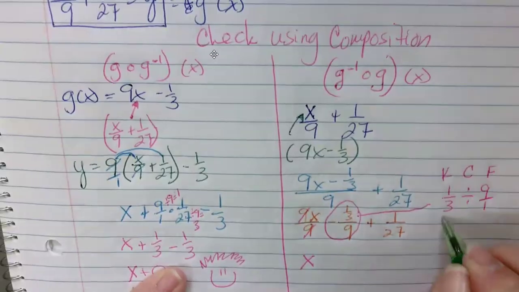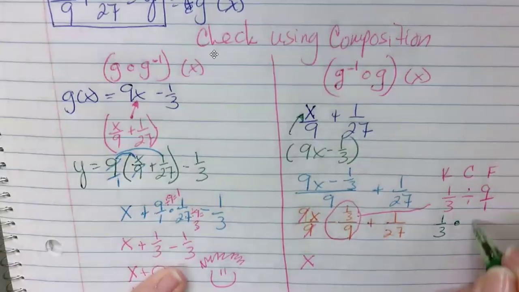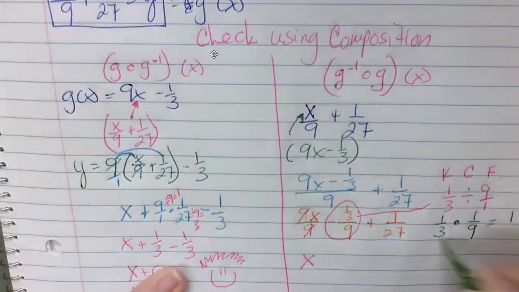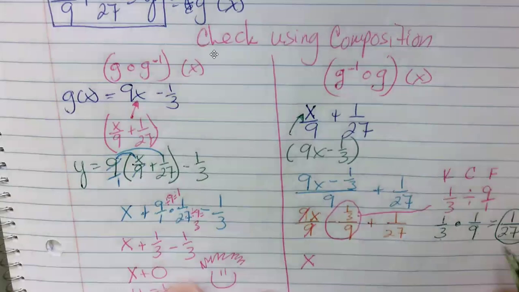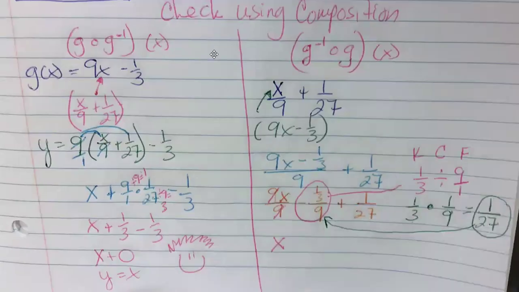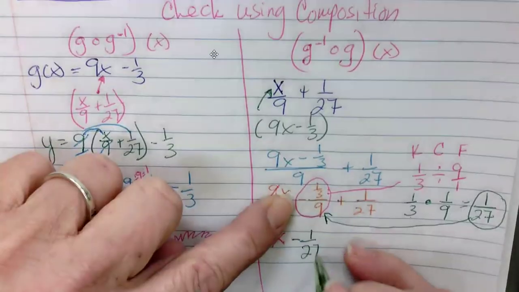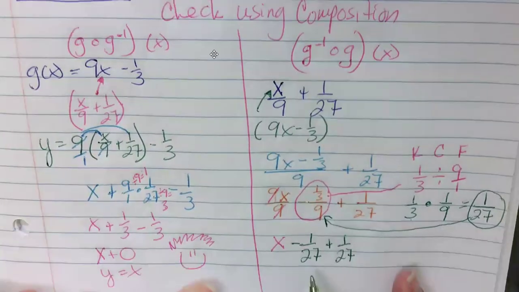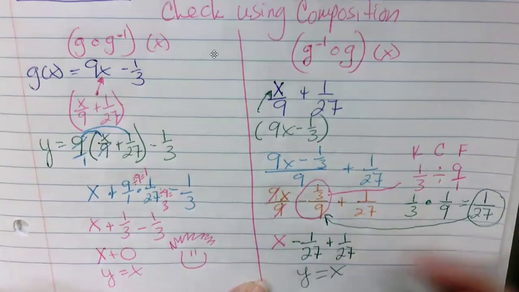So we'll get 1/3, keeping it the same. Change division to multiplication. Flip, or write the reciprocal of, the 9. We get 1/9. 1 times 1 is 1. 3 times 9 is 27. And then I'm circling that and drawing my line so I remember what I'm doing with it. I'm putting it back into our equation. So now I have x minus 1 over 27 plus 1 over 27. Well, minus 1/27th plus 1/27th is 0. So we get y equals x.